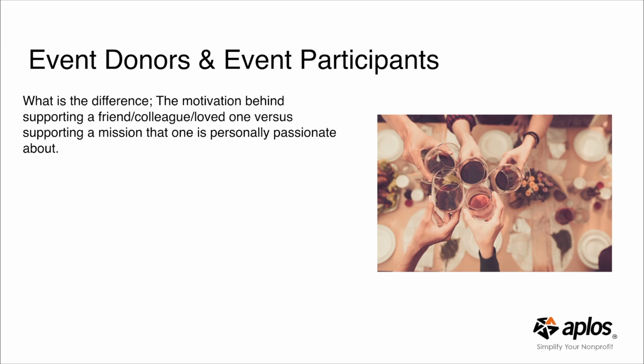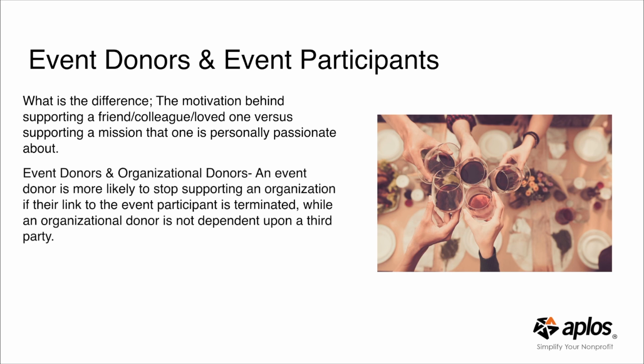One is the motivation behind supporting maybe a friend, a colleague, or a loved one, versus supporting a mission that you're personally passionate about. Probably the most common example is walkathons and runs, where maybe it's something around breast cancer awareness, and people go out and support it because their friends are the ones it's on behalf of or in memory of. Not a bad thing necessarily, but the question is, if that person is no longer a part of it, are those people going to still participate in the event? It's a great way to get people there, but the question is how do we deepen that relationship?